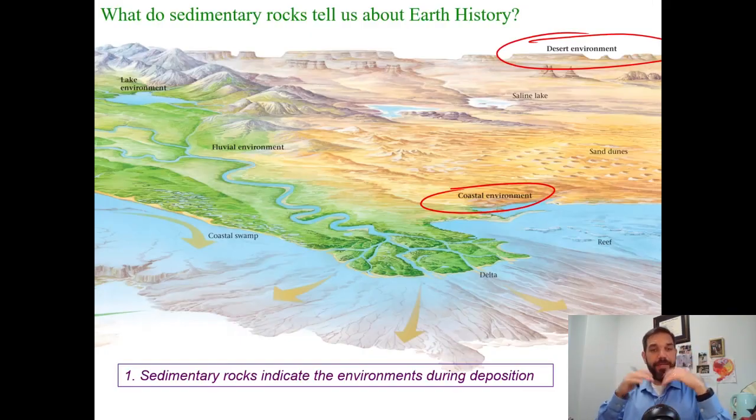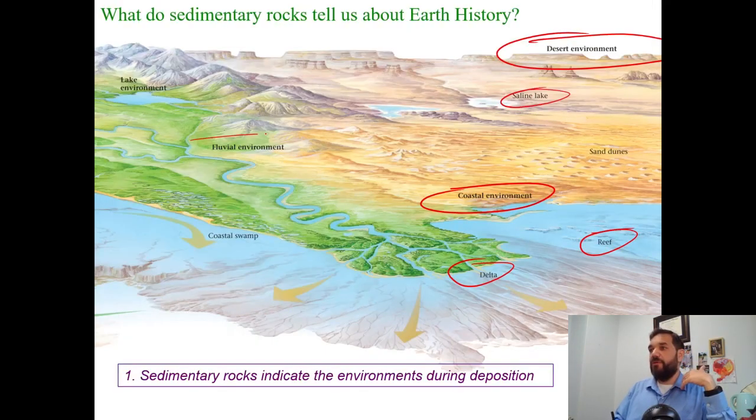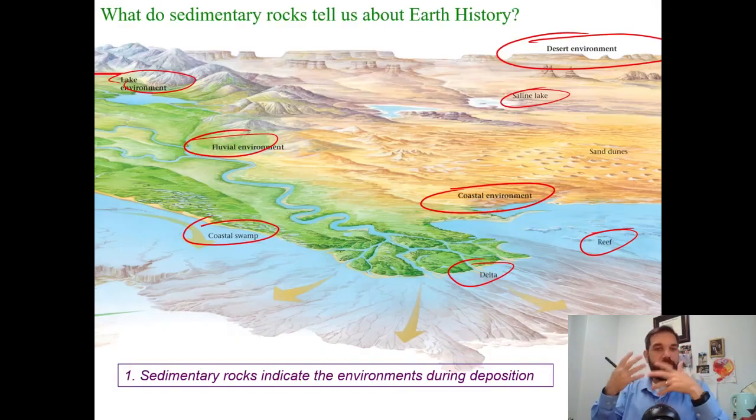But the main point is all these different environments that you see up here: deltas, like think of the Mississippi Delta in Louisiana, reef environments, sand dunes, saline lakes, fluvial environments, meaning rivers, swamps, lakes. All these different kinds of environments leave different kinds of sediment and therefore different kinds of rocks. So when we go and find rocks, I want to show you another example.